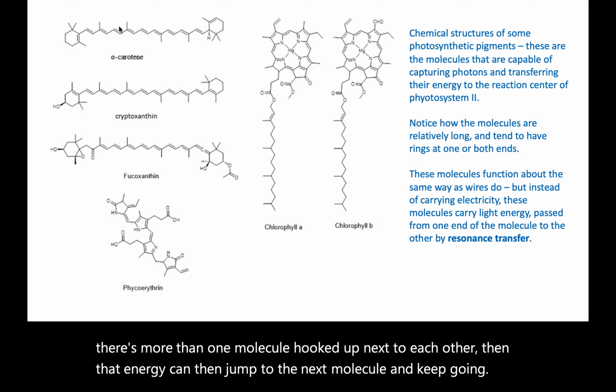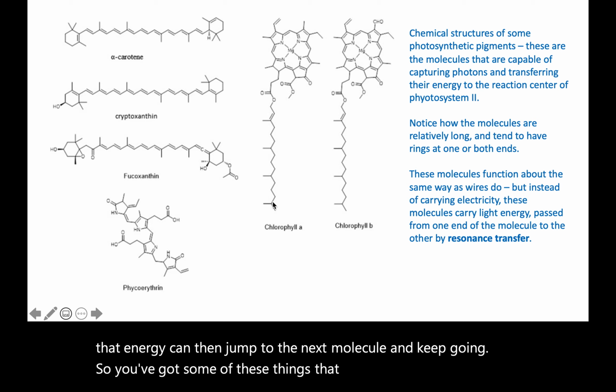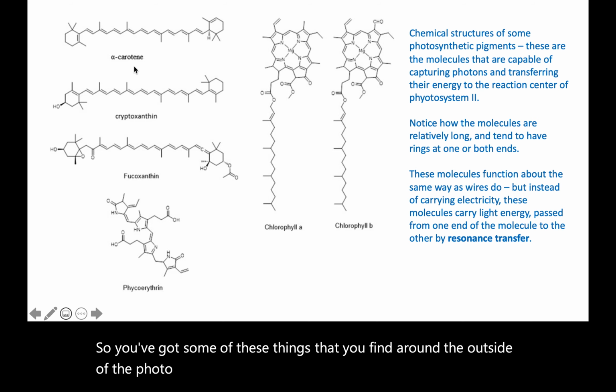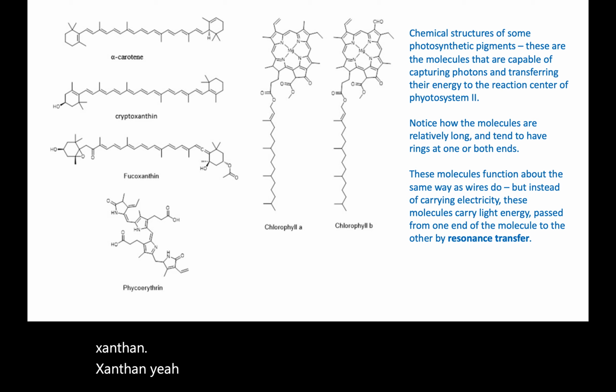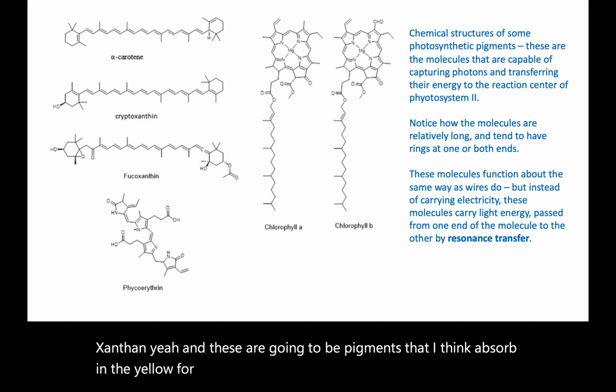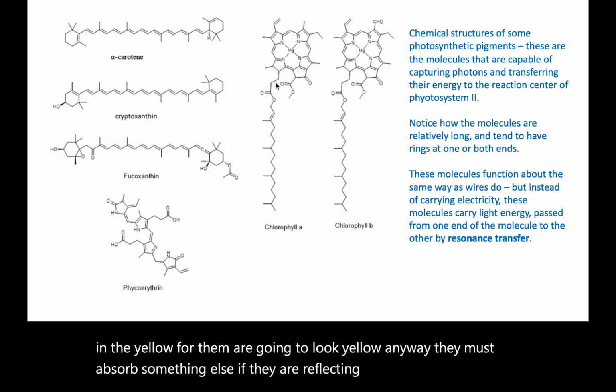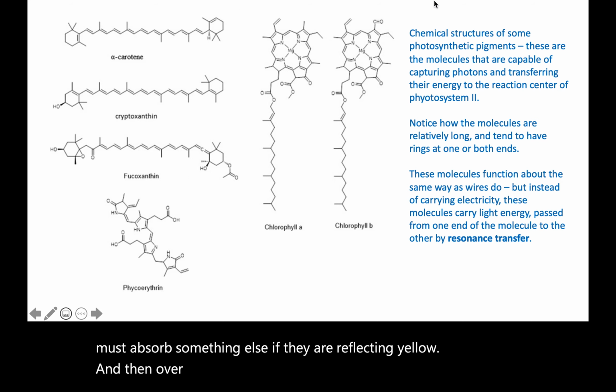So you've got some of these things that you find around the outside of the photosystem, carotenes, like alpha carotene, cryptoxanthin, fucoxanthin. These are going to be pigments that absorb something other than yellow, because they look yellow, so they must absorb something else if they're reflecting yellow. And then over here we've got our actual chlorophylls.